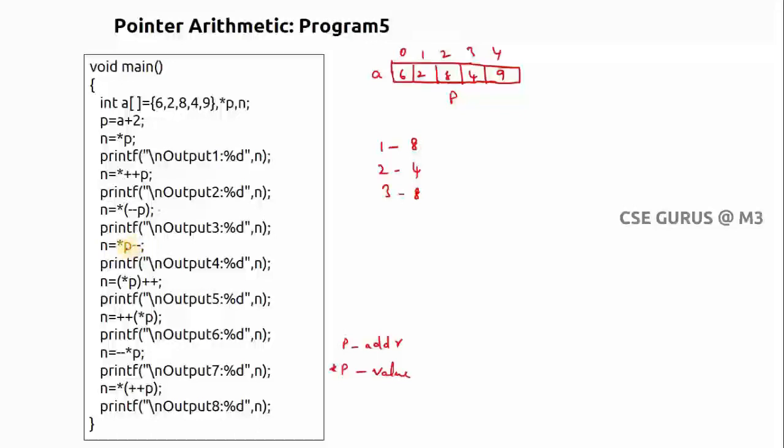So that's why, what is p, you have to check. What is p? This is the location which is there in a of 2. What is the pointer p? The value inside it, 8. So now I'll assign 8 first.